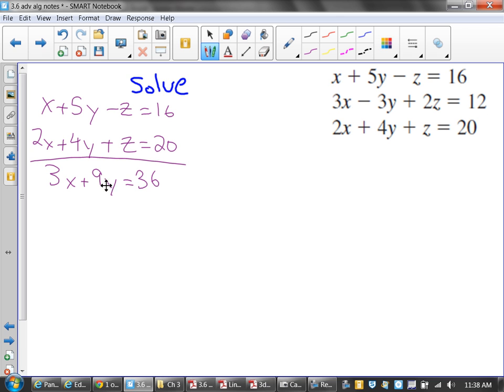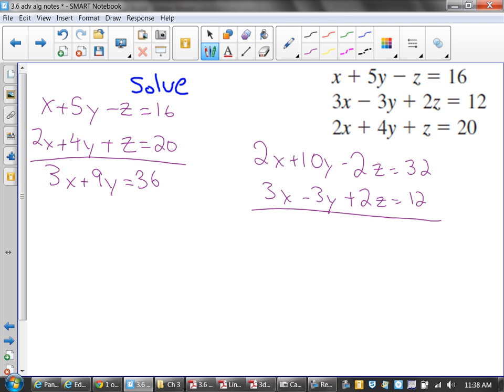Now if I multiply the first equation by 2, I get 2x plus 10y minus 2z is 32. Below that I have 3x minus 3y plus 2z is 12. So when I add those together, we get 5x plus 7y equals 44. What do you do after that?